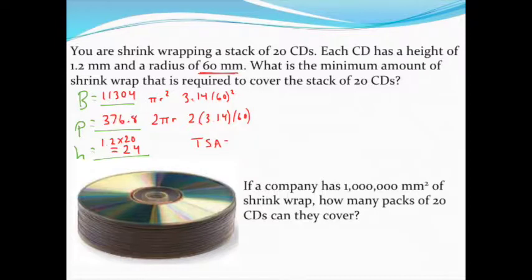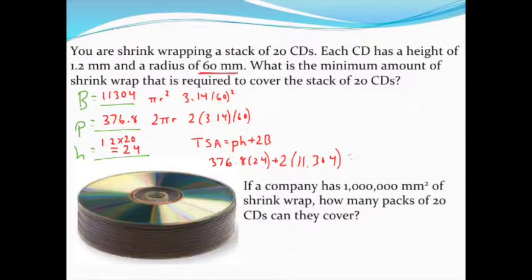Once I've got all those values figured out, I can now go ahead and find the total surface area of this stack of CDs. That formula is going to be the perimeter times the height plus 2 times the bases, because there's 2 bases. There's the top circle, there's the bottom circle. So let's go ahead and get our numbers plugged in. So I need to do 376.8 times a height of 24, and then add on 2 times the area of the base, which was that 11,304 number.